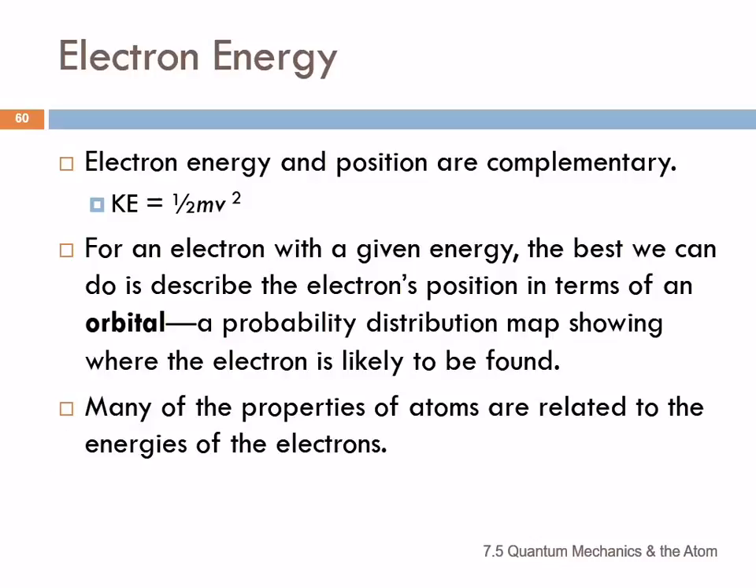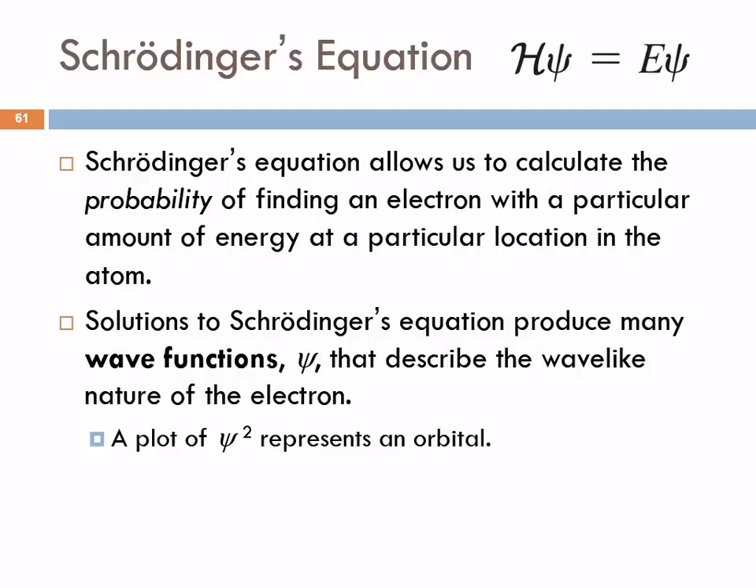And what we find is that many of the properties of the atoms are related to the energies of the electrons within them. So Schrodinger, the same Schrodinger who gave us the cat idea, came up with this equation right up here. And this allows us to calculate the probability of finding an electron with a particular amount of energy at a particular location in the atom. We're not really going to go into using Schrodinger's equation, because I would have to study up on this. I don't remember this stuff.